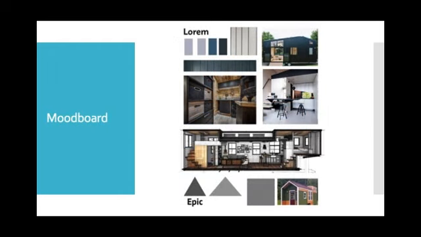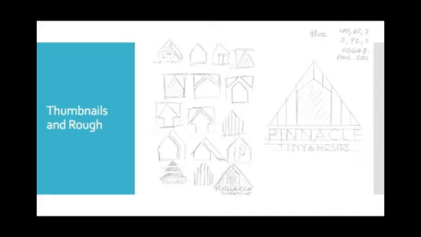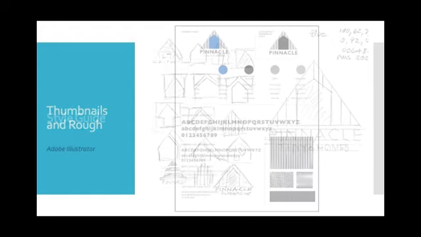A mood board is often used to conceptualize designs. It may include images, graphics, type, colors, textures, patterns, etc. Thumbnails and rough sketches are used to start to visualize what the concepts might be for the design.